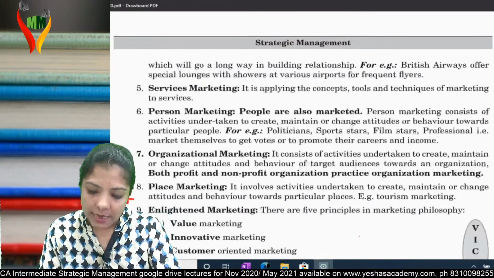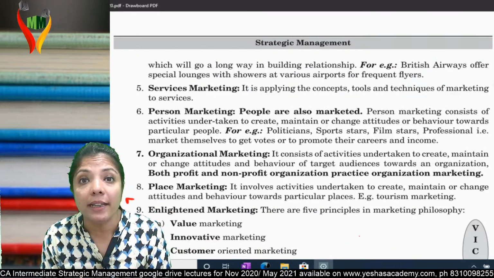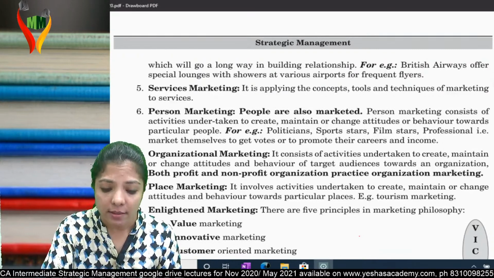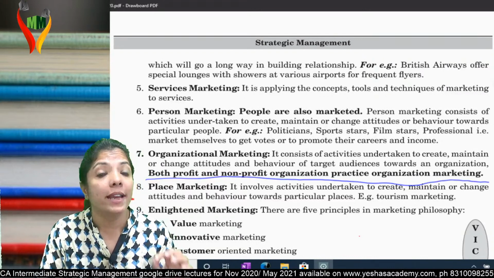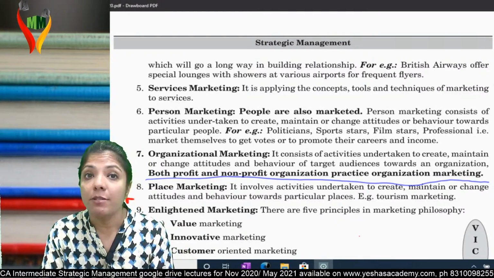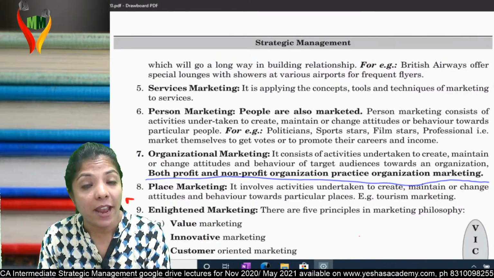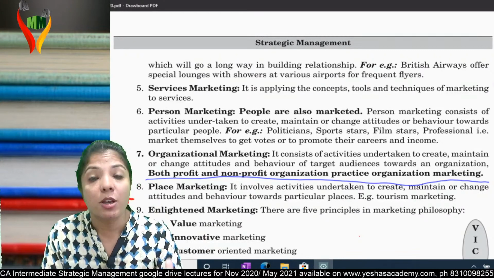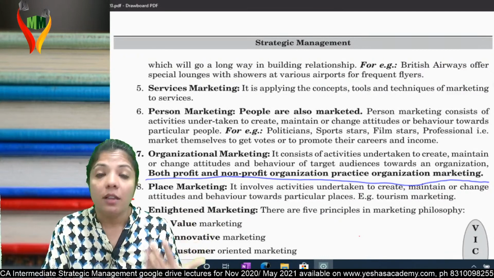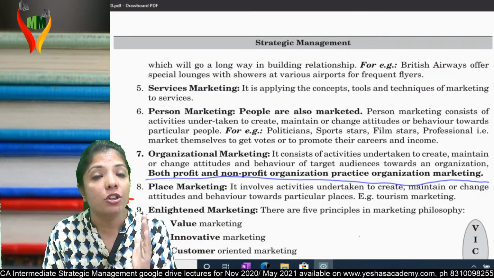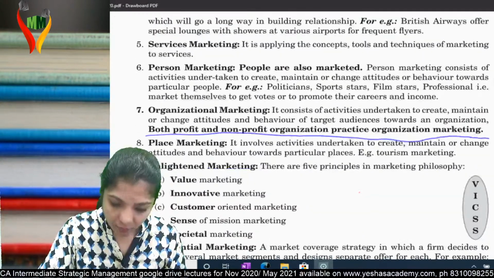Clear? Next, organizational marketing. Organizational marketing means marketing the organization. And mark this line: both profit organizations as well as NPOs practice organizational marketing. It's not that only profit-oriented companies will market themselves. NPOs also need to market themselves, because unless they say where the money is getting used and how it is getting used, people will not give charity or donate to them. Am I clear?